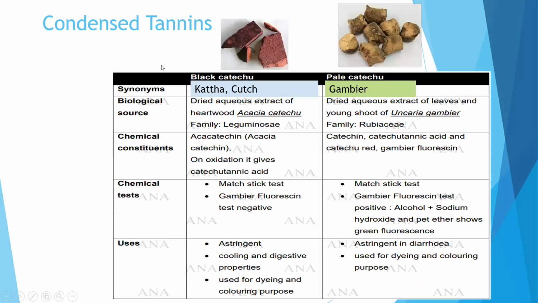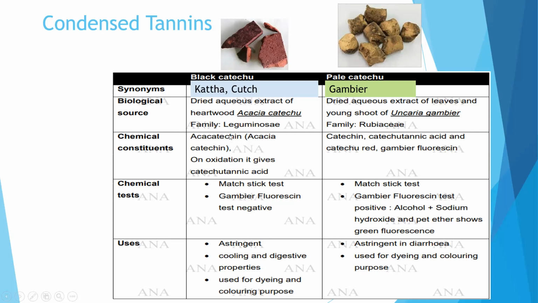Next, condensed tannin. See the two examples of condensed tannins: black catechu and pale catechu. Pale catechu image is here and black catechu is here. The synonym of black catechu is katha, kutch, and pale catechu is gambier. Biological source of black catechu is dried aqueous extract of heartwood of Acacia catechu and family is Leguminosae.